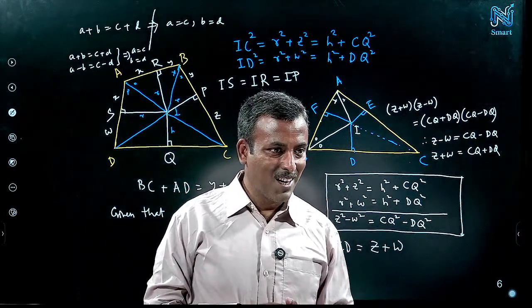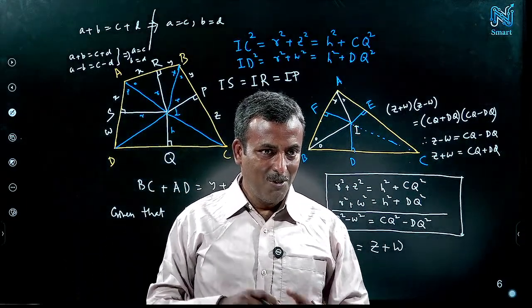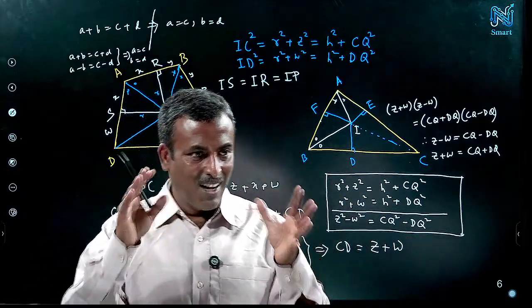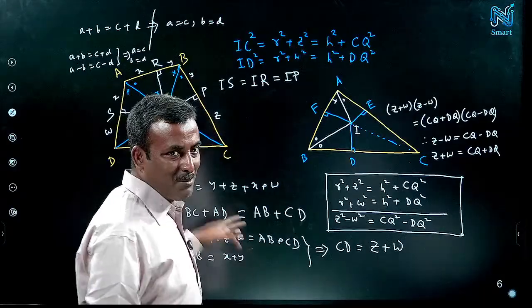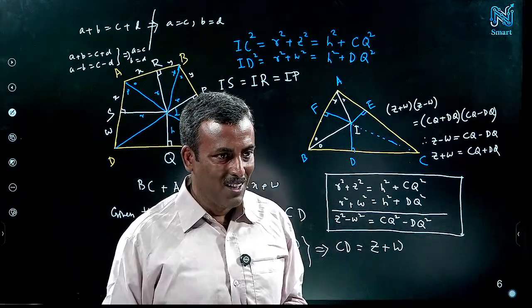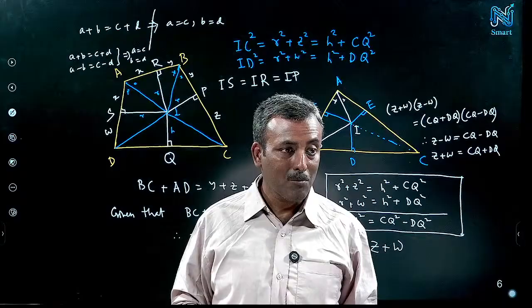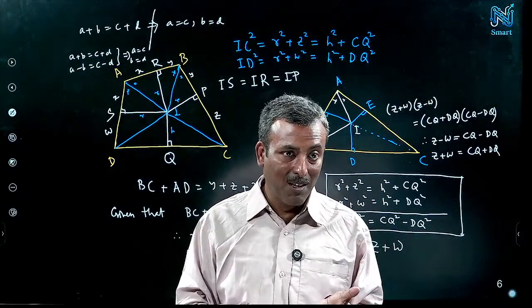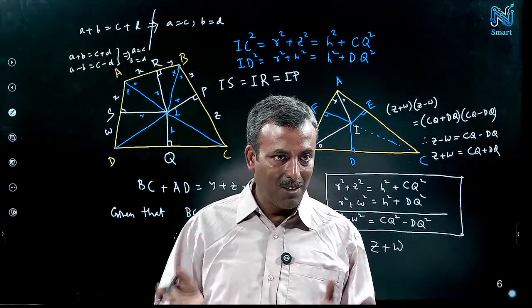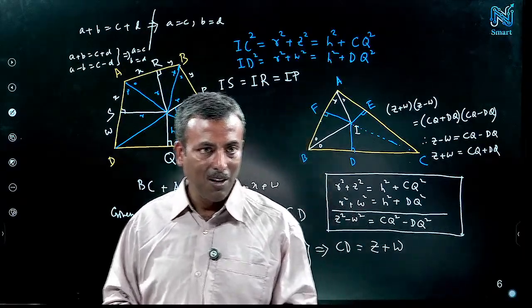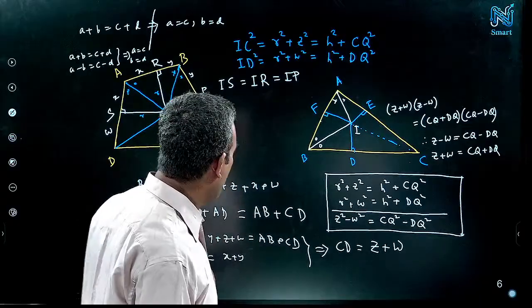So, the converse is slightly tough. If we know that there is a circle inside, we can easily prove that this plus this equals this plus this, by the tangent property. But if you have that the sums of opposite sides are equal, then finding whether an incircle exists or not is slightly tough, right?